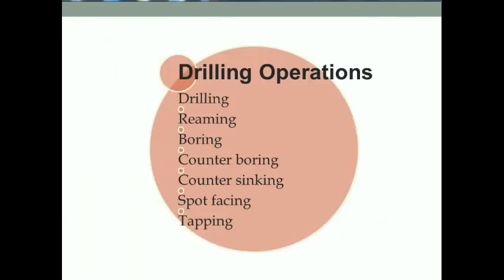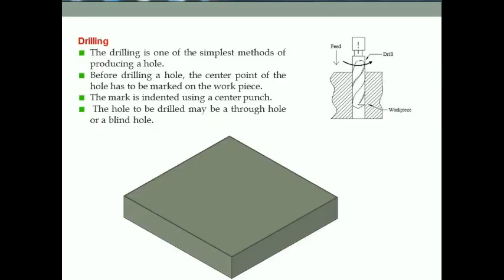So these are the list of drilling operations: drilling, reaming, boring, counterboring, countersinking, spot facing and tapping. Let's consider the operations one by one. Drilling operation is a very basic operation of a drilling machine. Drilling is nothing but generation of a circular hole in the workpiece. For that we make use of the twist drill.